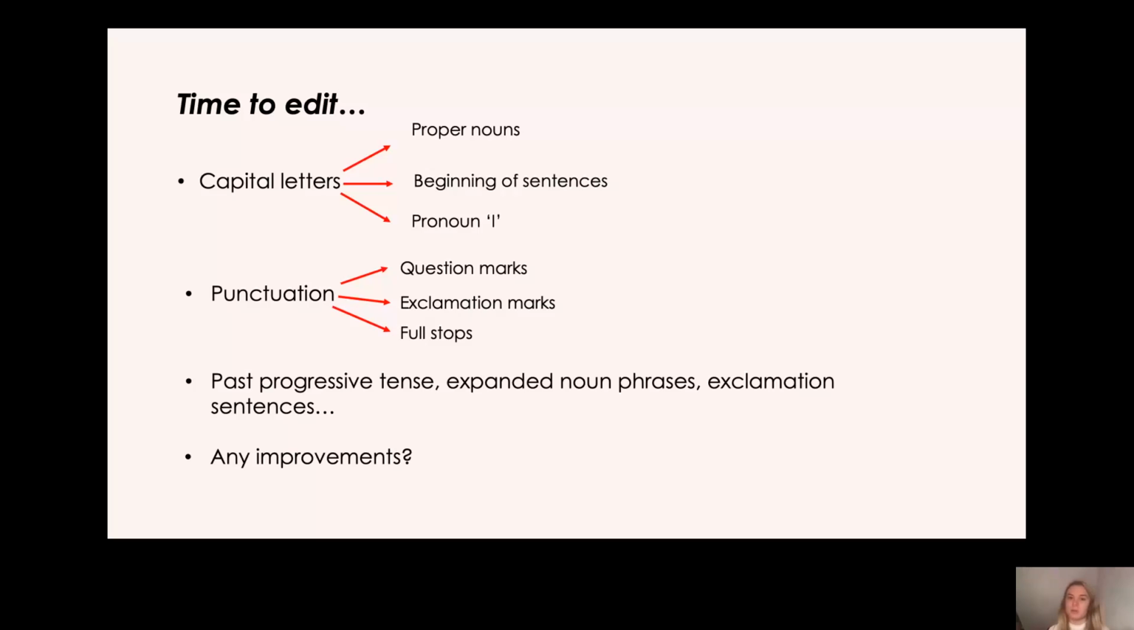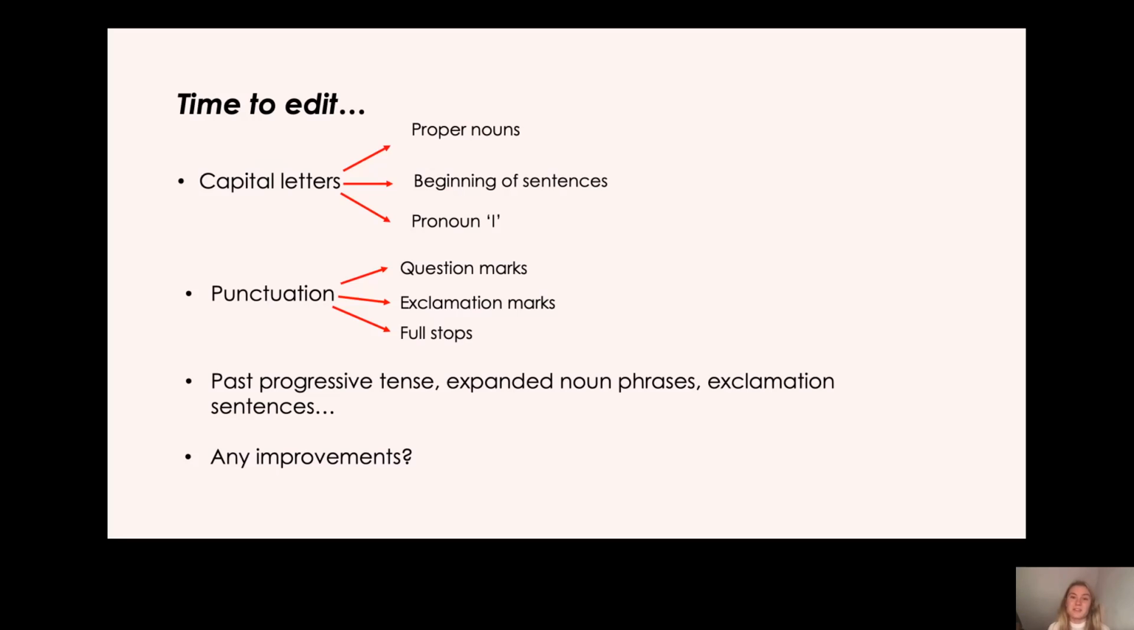Okay, year 2, are all your capital letters sorted? Fantastic, well done. So now we're going to look for punctuation. Now remember, when I was checking my work yesterday, I'd forgotten an exclamation mark and a question mark. Now, I would like you to check through your work for punctuation. So have you included a question mark at the end of each question? Have you included an exclamation mark at the end of each exclamation sentence? And have you included a full stop at the end of each statement? Pause the video now and check your work.